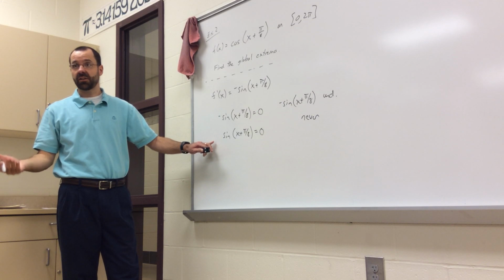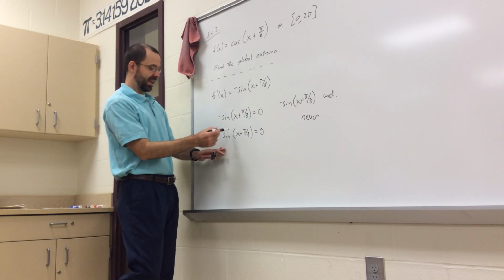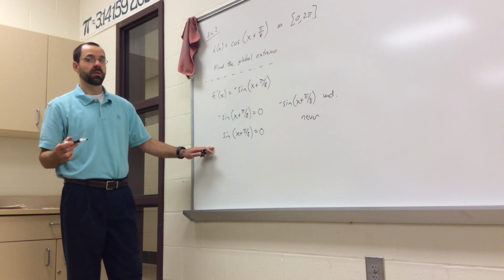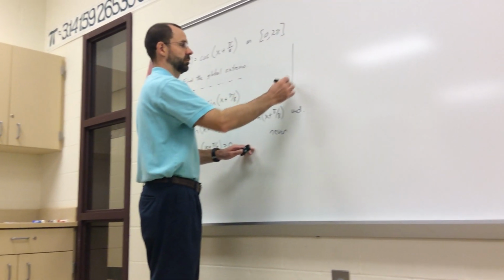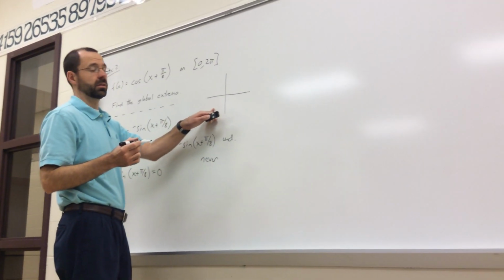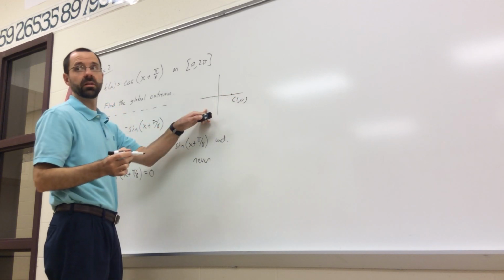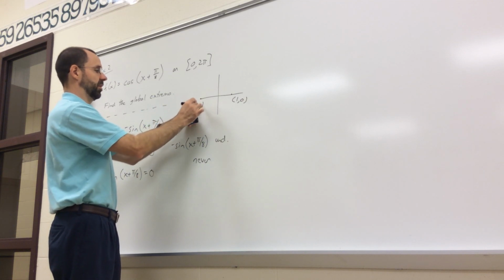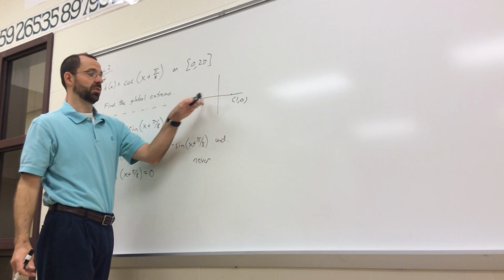And we're trying to do non-calculator. So we've got to think about when the sine of something is 0. So we'll look at the unit circle for that. So the sine is the y value. This is the point 1, 0. And this is the point -1, 0. So the sine is 0 at these two locations.